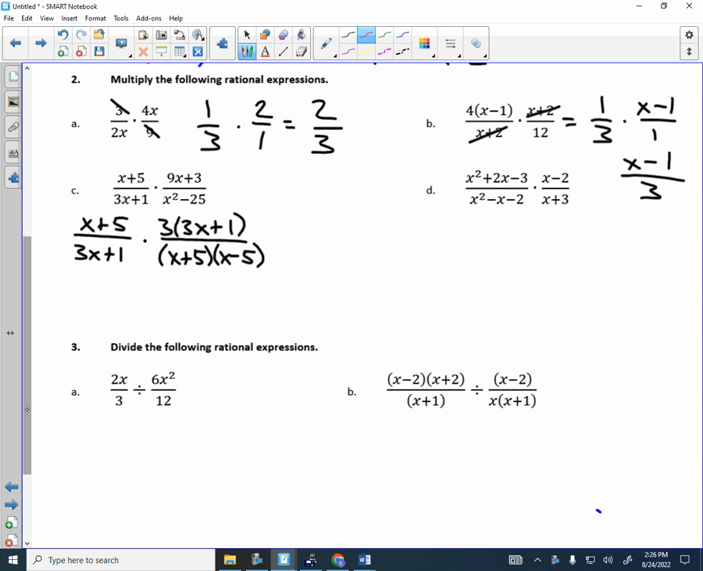Obviously, the x plus 5s reduce to 1. And the 3x plus 1s reduce to 1. What are you left with in the top? And at the bottom, piece of cake, upside down. Try the next one on your own.